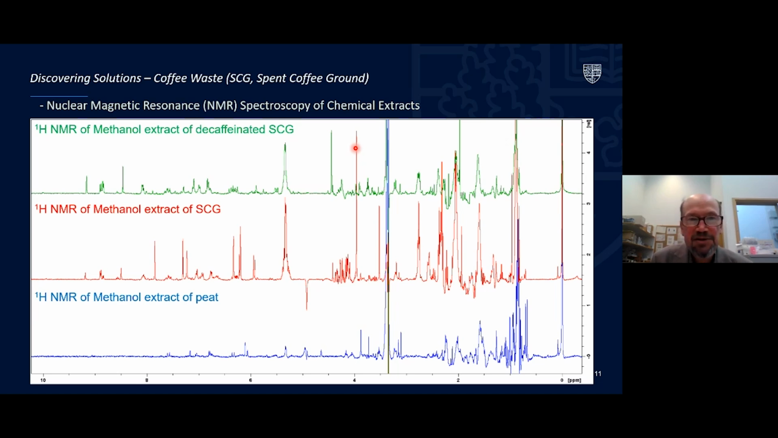So how will we do this? One of the techniques that we can use is nuclear magnetic resonance spectroscopy. So NMR spectroscopy is a very common tool in analytical science and analytical chemistry, and also in biosciences as well. And it's often used to characterize pure compounds.